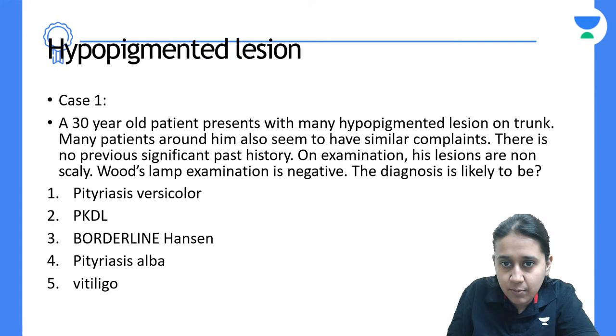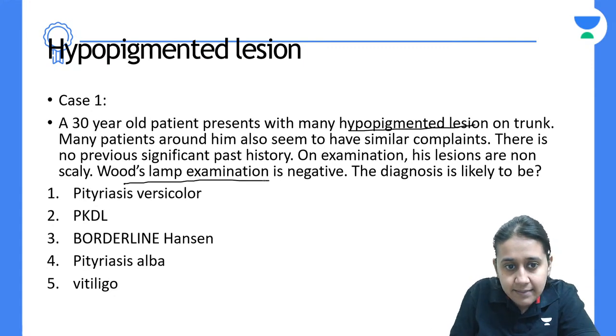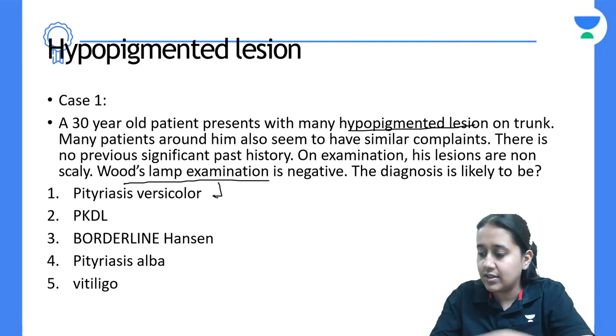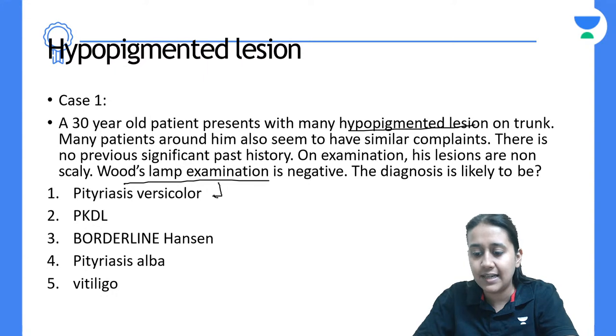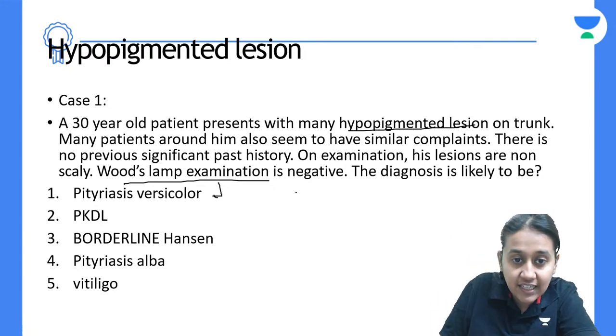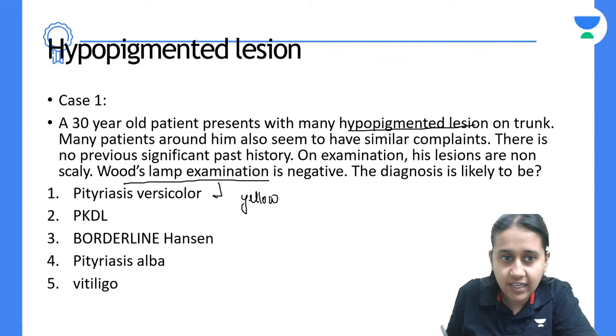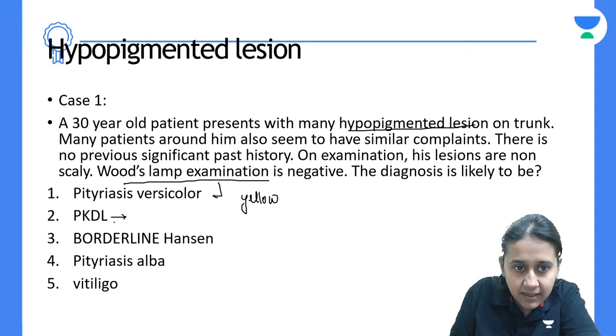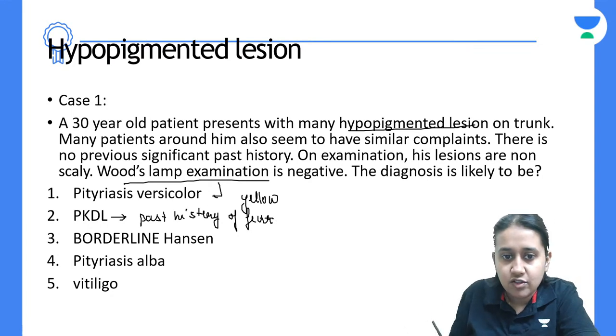Now please remember, multiple hyperpigmented lesions on the trunk with Wood's lamp negativity. Those who are marking option number 1 as the answer, the negative Wood's lamp is not fitting into it. You will not see negative Nikolsky sign in these individuals. Can you tell me what is the Wood's lamp finding in these individuals? You have yellow color. So that is also wrong. There is no history of previous significant illness here. So please remember, in PKDL you see a past history of fever. So that is also not the case.